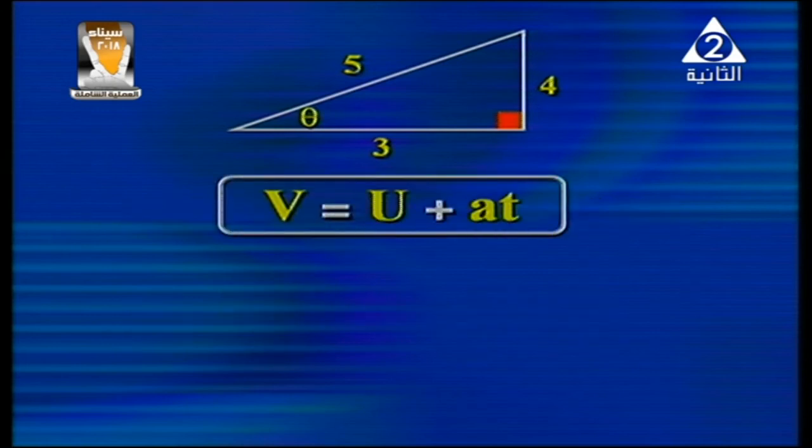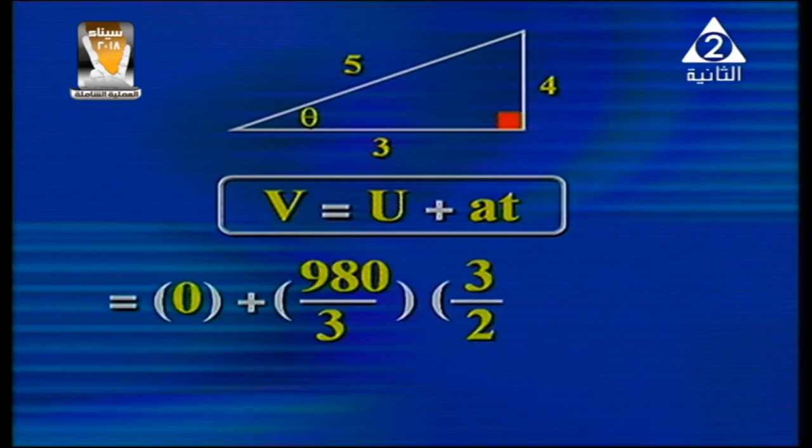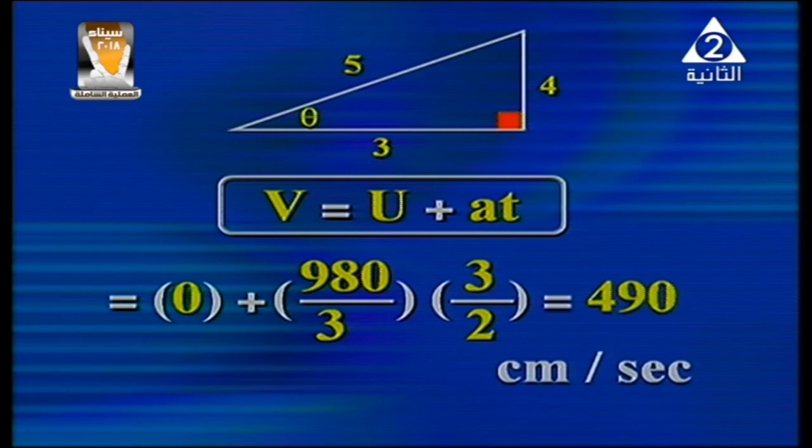After that, we know the first law of motion is v equals u plus at. By substitution, initial velocity equals 0, a is 980 over 3 and t is 1.5, then v equals 490 centimeter per second.